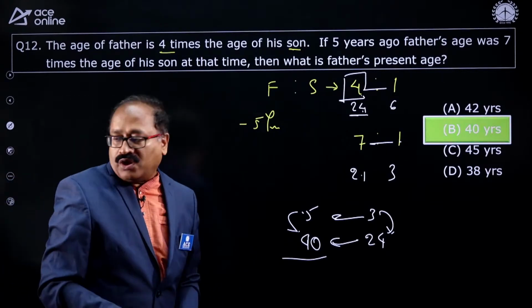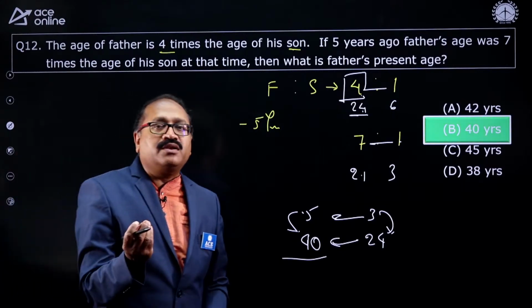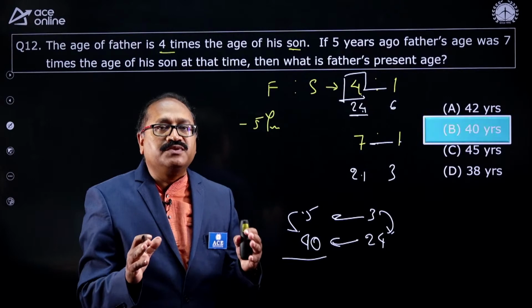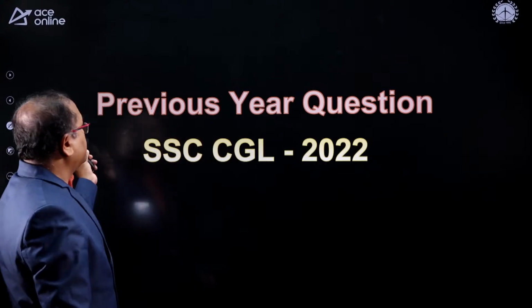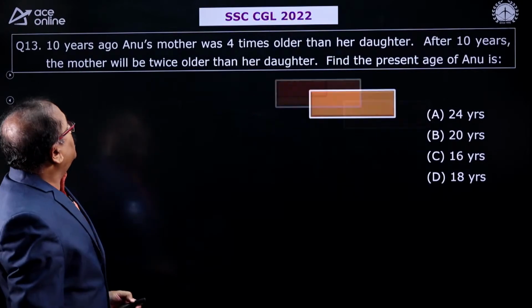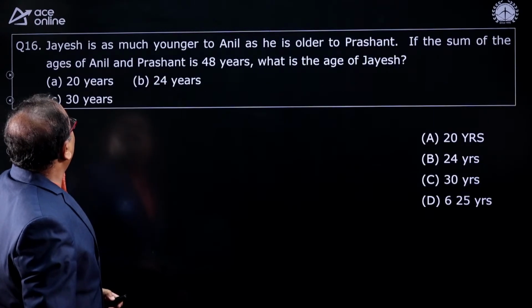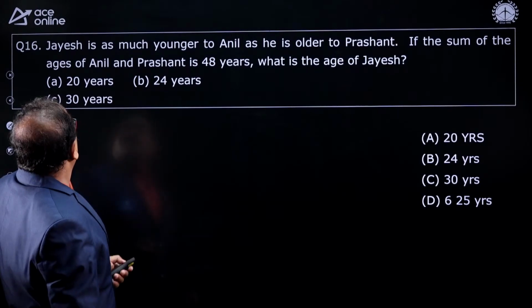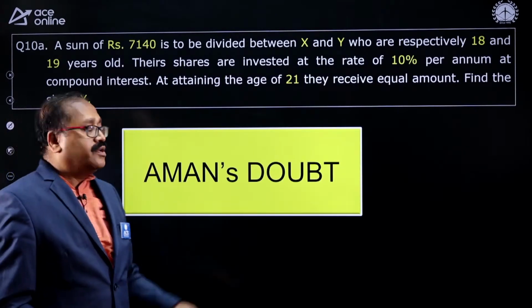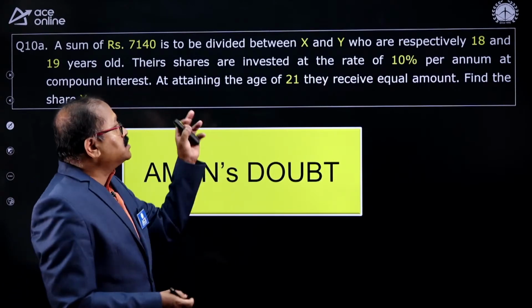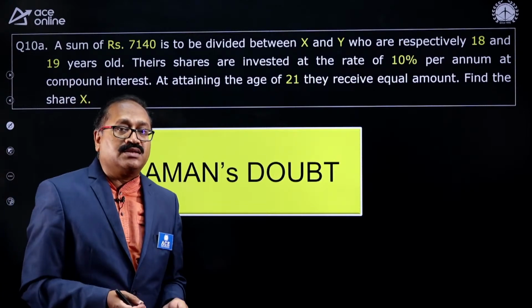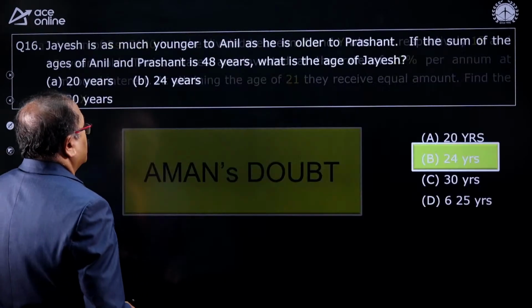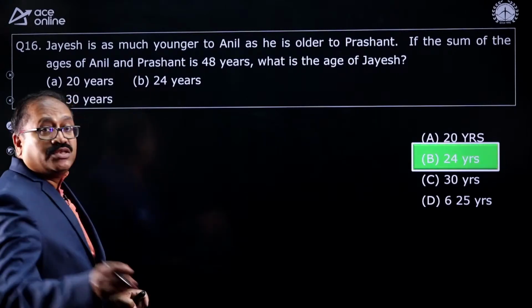Now, only 1 minute is left. Allow me to explain the question which is asked by Mr. Amit, so everyone will get benefited. The previous year question I am leaving because the time is up. I'll explain this later on. We can discuss it. Mr. Aman has asked this question. Let's see what the question is and what is the best way to answer this one. Now, let's answer this question. Aman ji, this is for you.